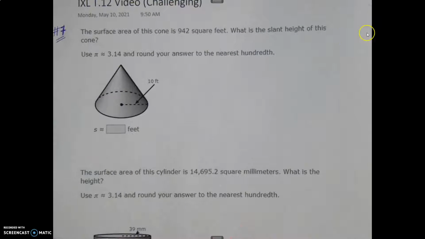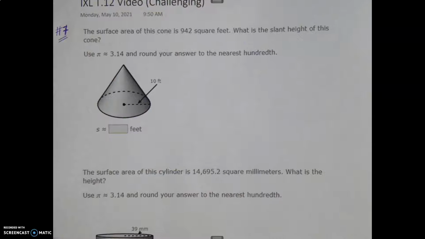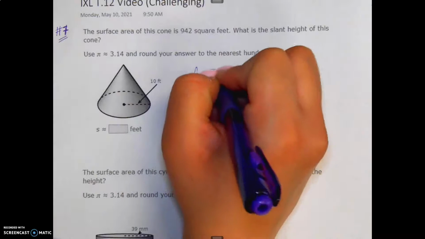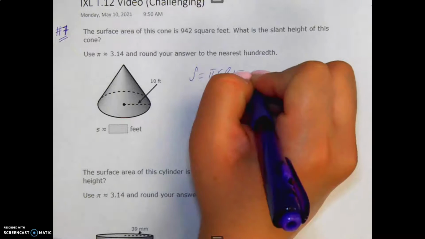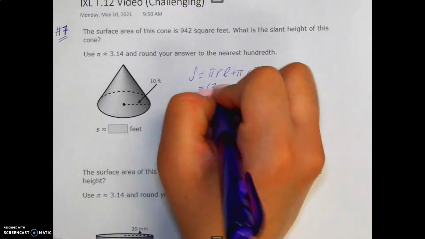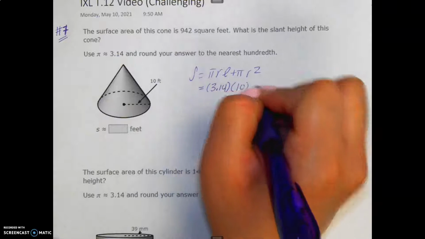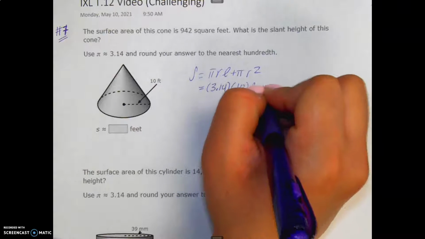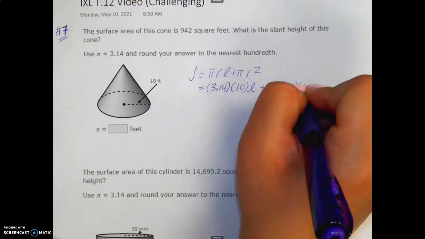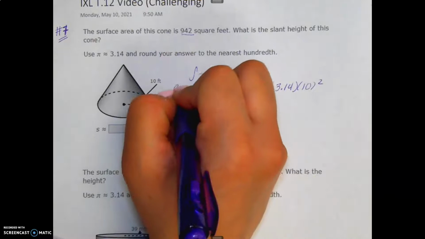So first things first is I need the surface area of a cone formula. And so that formula is S equals pi RL plus pi R squared. All right, they give me the radius here, and remember IXL wants us to use 3.14 as pi. We don't know L, that's what we're trying to find. 3.14 times 10 squared. All right, and then it gives us the surface area, 942.